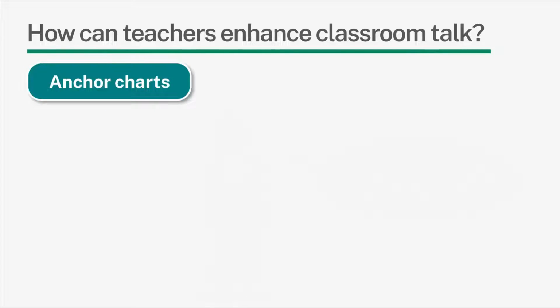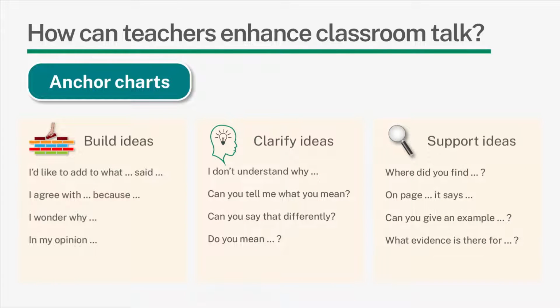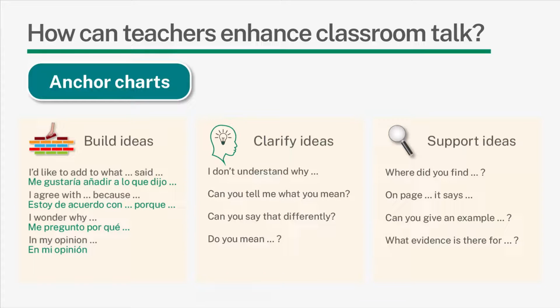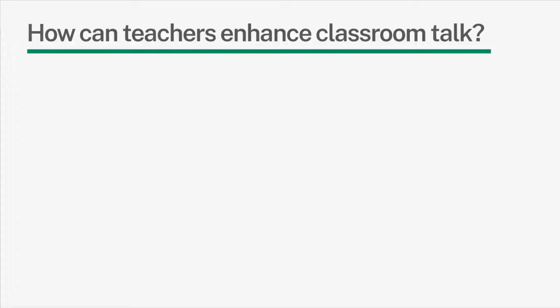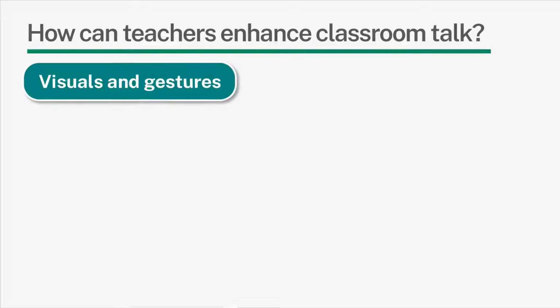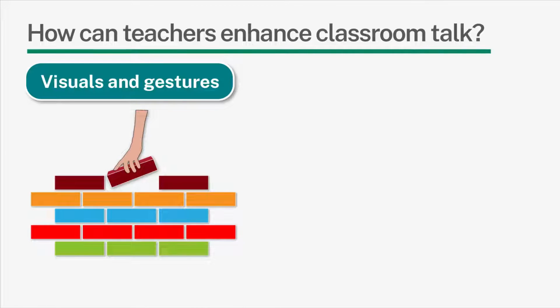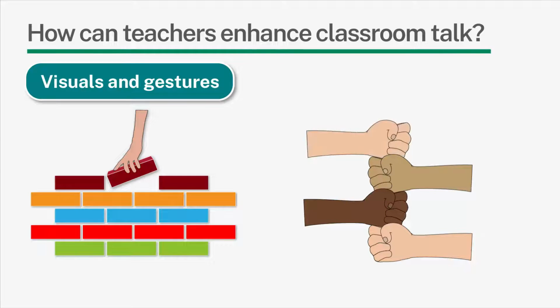You can also help learners to notice particular aspects of language by giving them sentence stems on anchor charts. These can be placed around the room or given to groups to use at their tables. These stems can also be translated into other languages that learners know. To support comprehension and recall, you can use visuals or hand gestures. For example, building ideas could be linked to an image of a brick wall, as we can see here, or maybe a gesture of stacking one fist on top of the other.